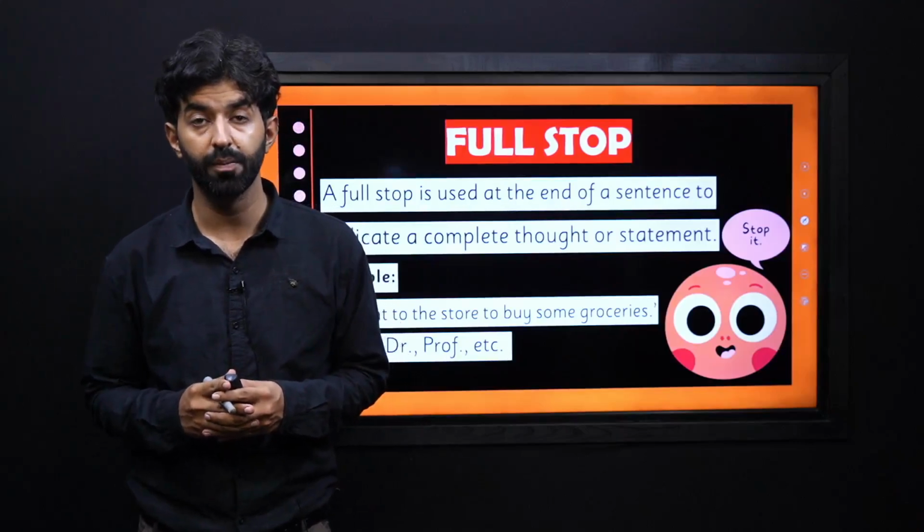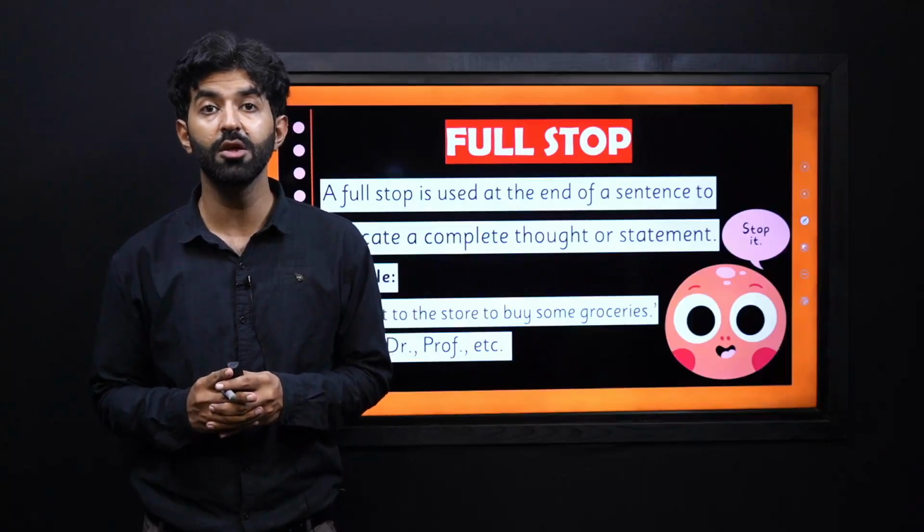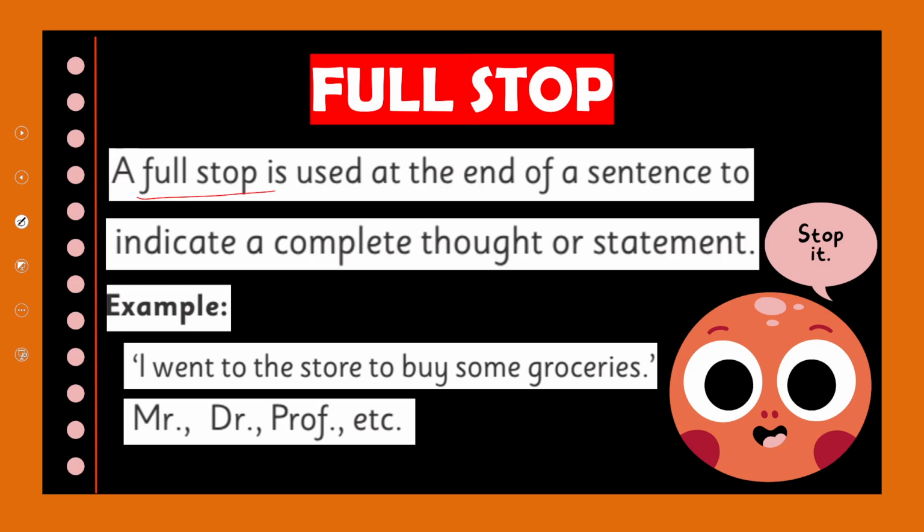First, we have the full stop. You are very much familiar with this one. It is a very commonly used punctuation. A full stop is used at the end of a sentence to indicate a complete thought or statement. So we use a full stop at the end of a sentence when the sentence gives us a complete thought or the statement is completed. For example, I went to the store to buy some groceries. This sentence makes sense. It is conveying a complete thought and the statement is complete. Hence, we used our full stop at the end.